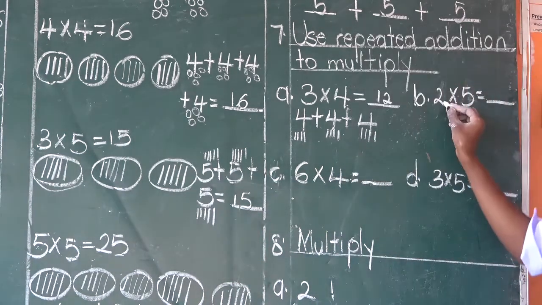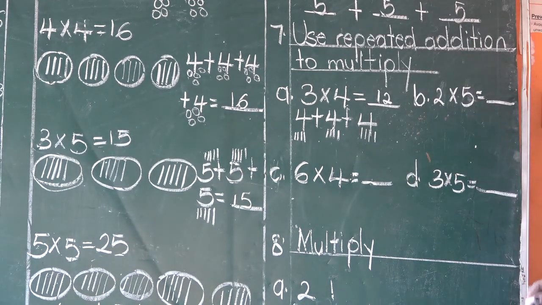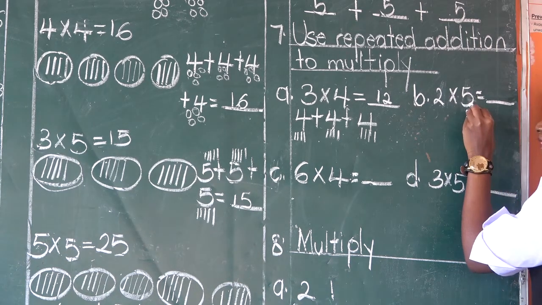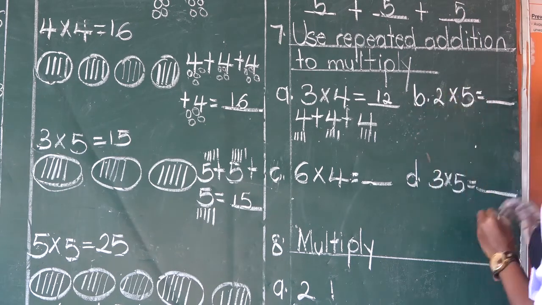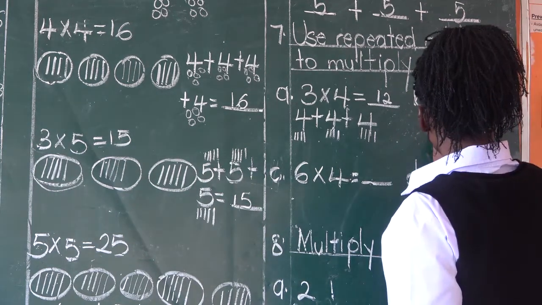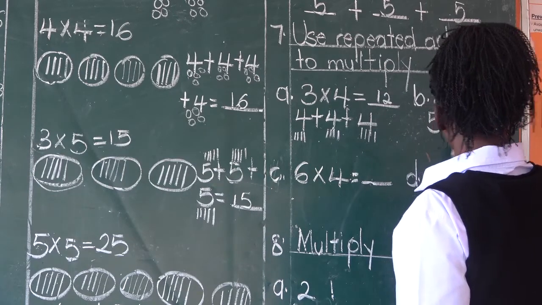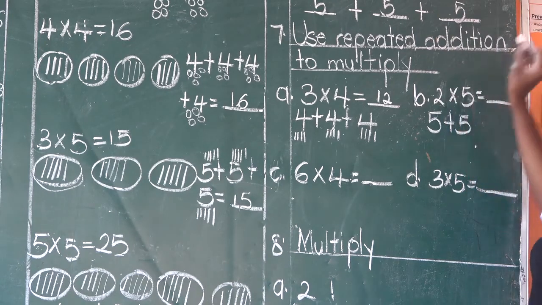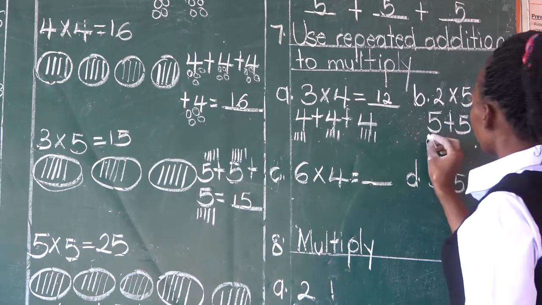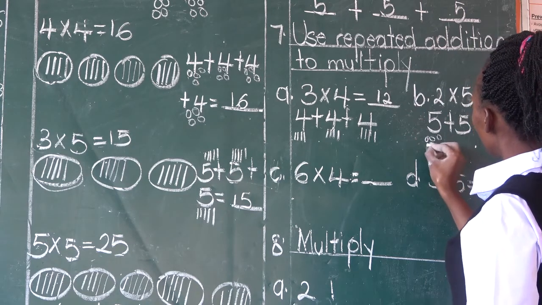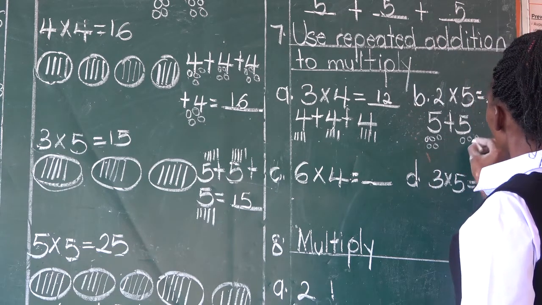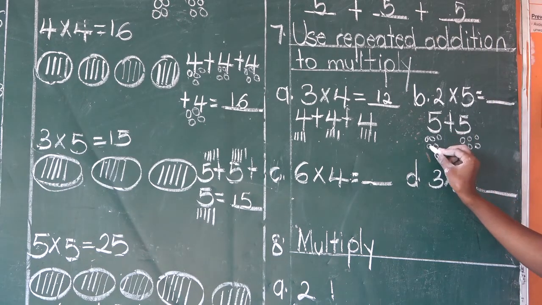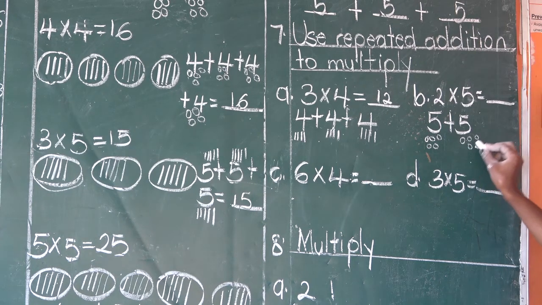And then here we have 2 times 5, or 2 groups of 5. We are going to write the number 5, 2 times: 5 plus 5. This is the same as saying 2 groups of 5, or 2 times 5. Then we are going to add this: 1, 2, 3, 4, 5 and 1, 2, 3, 4, 5. Now let's put them together: 1, 2, 3, 4, 5, 6, 7, 8, 9, 10.